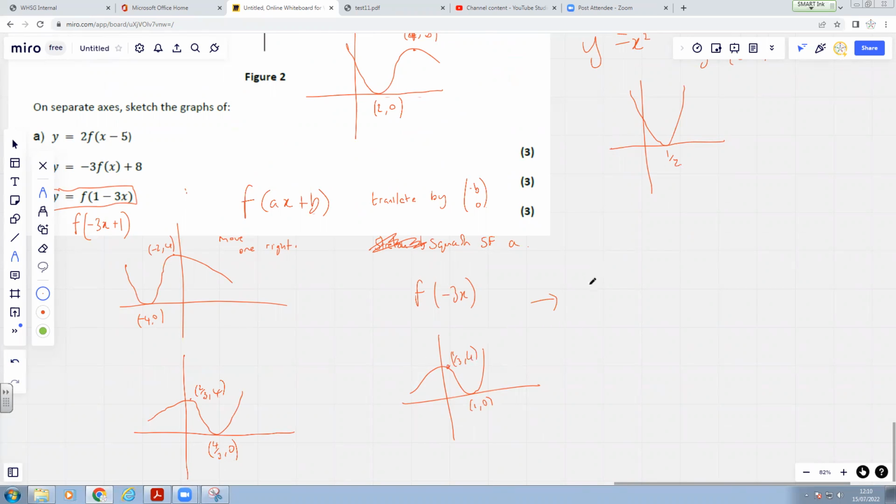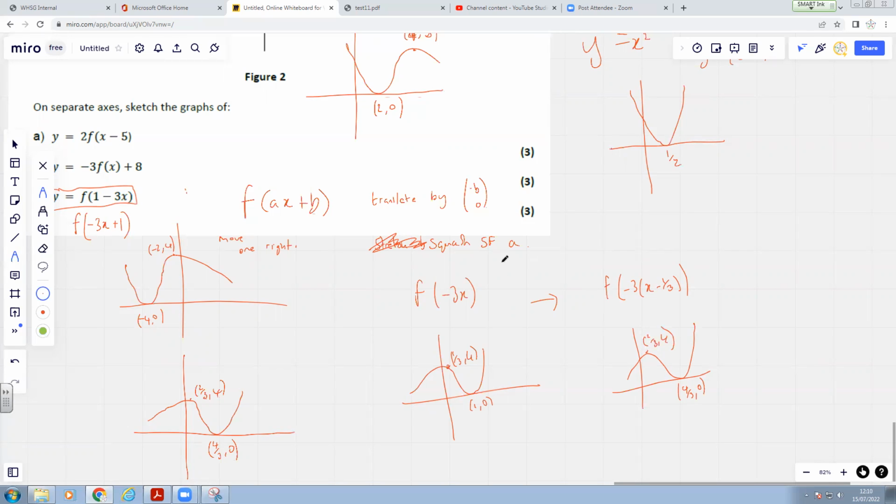And then we need to go to f of minus 3 times x minus a third, just so it works out as minus 3x plus 1. And that corresponds to moving it a third of a place to the right. And that's why you get the same answer. I just wanted to show you can think of it in 2 different ways: 4 thirds, 0, and 2 thirds, 4.